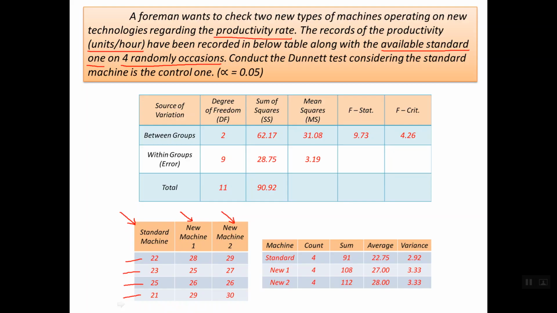Here in the table below to the right, we have the different statistics regarding the 3 machines. We have 4 observations for each machine, the average productivity of each machine, and the variance of the productivity for each machine. As we see in the one-way ANOVA table, the calculated F value is greater than the critical one, which is 4.26. So we conclude that there is a significant difference between the mean productivity of the 3 machines.